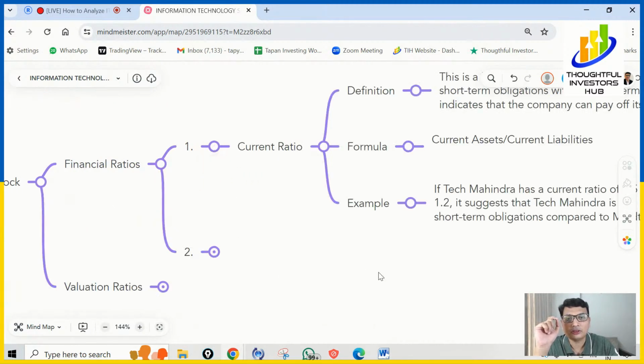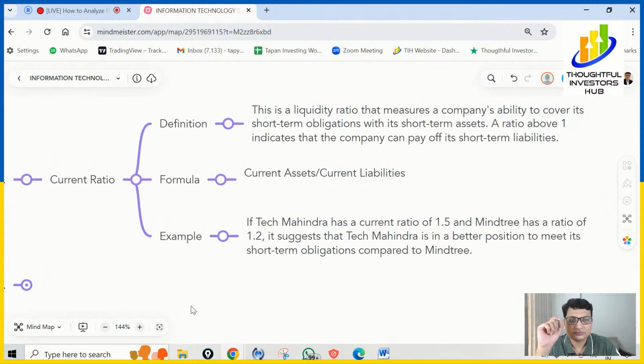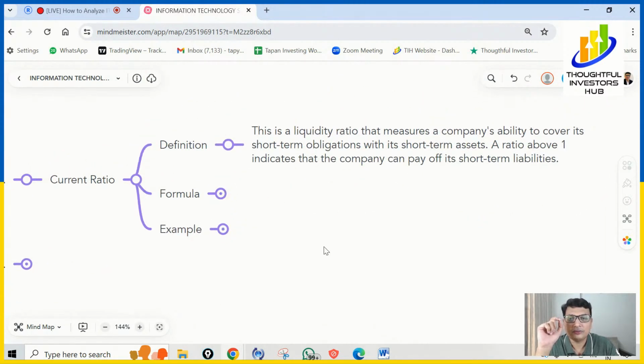Now let us talk about the financial ratios. So talking about financial ratios, guys, first is nothing but the current ratio. Now, what is current ratio?